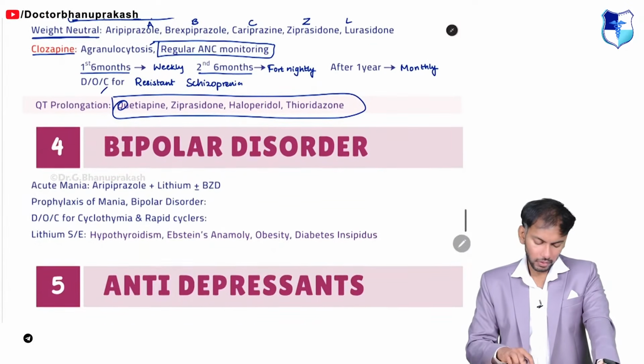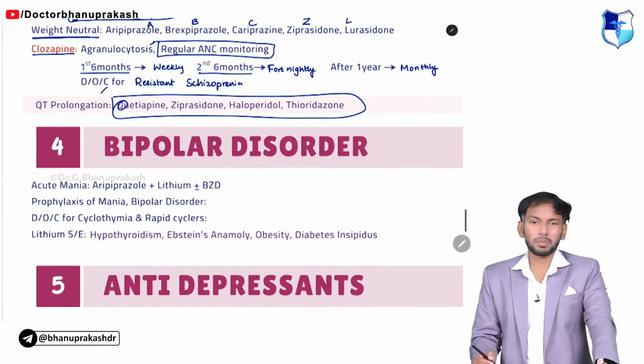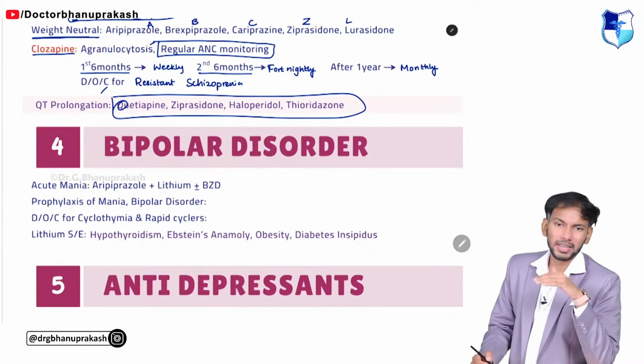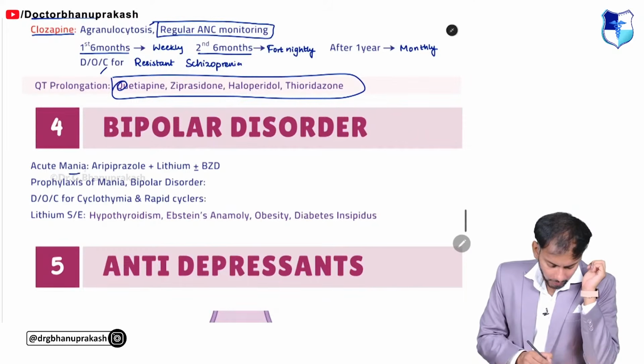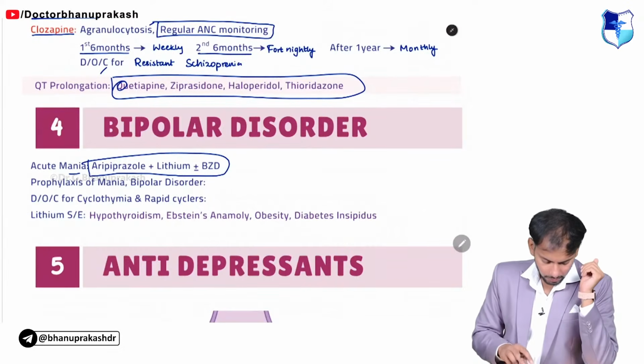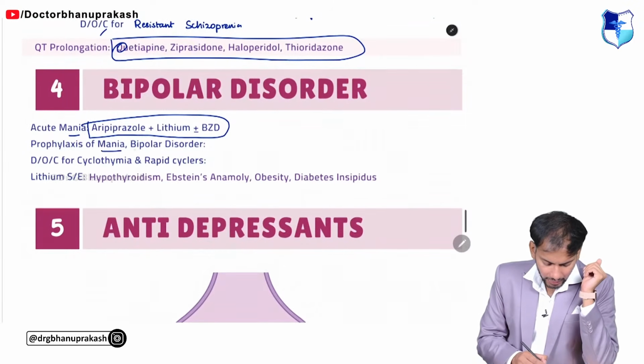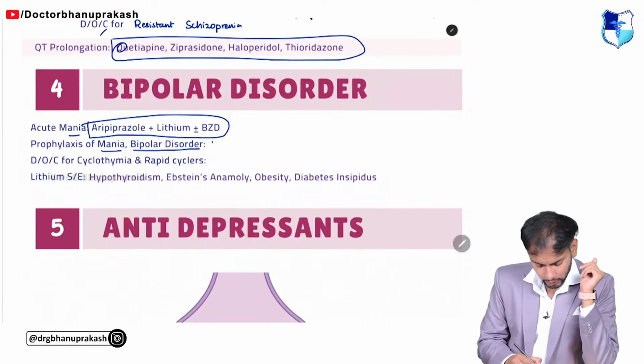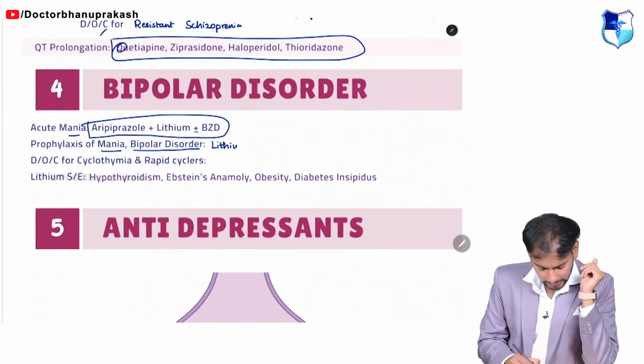Now, coming to the bipolar disorder. Bipolar disorder means the patient has mania as well as depression. In acute mania, you will use aripiprazole plus lithium plus or minus benzodiazepines. For prophylaxis of mania in bipolar disorder, what is the drug of choice? It is lithium.